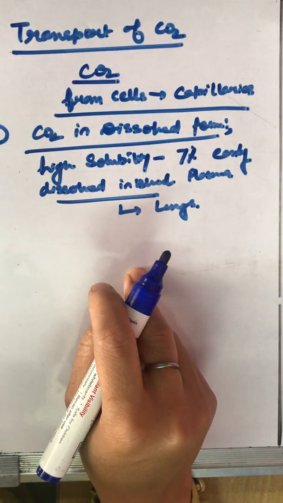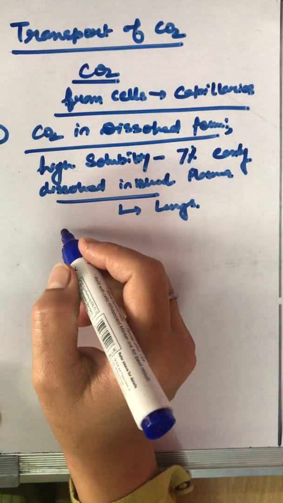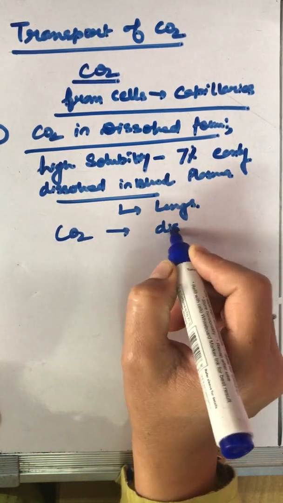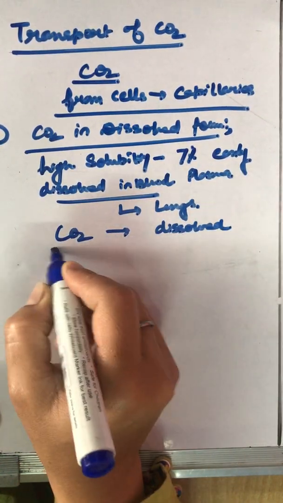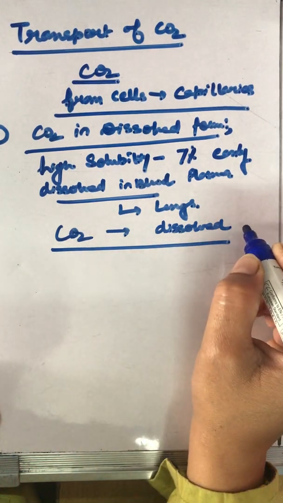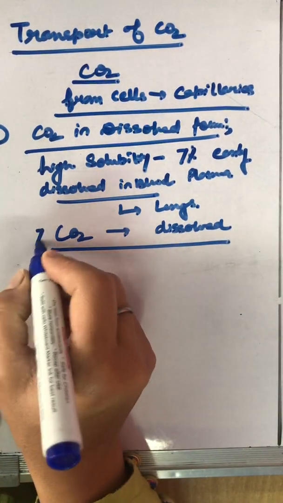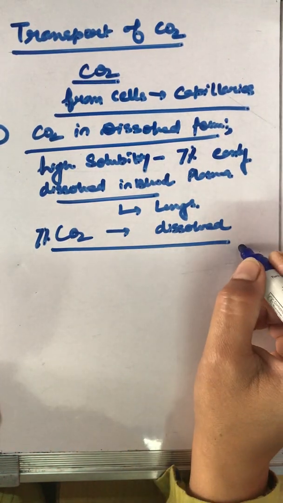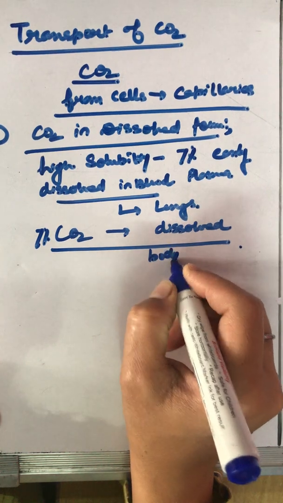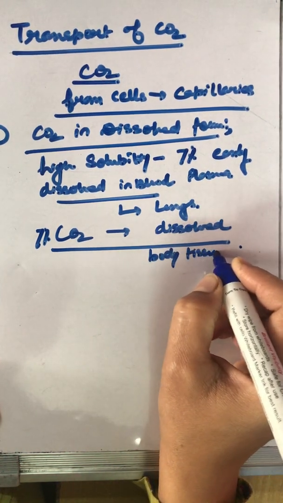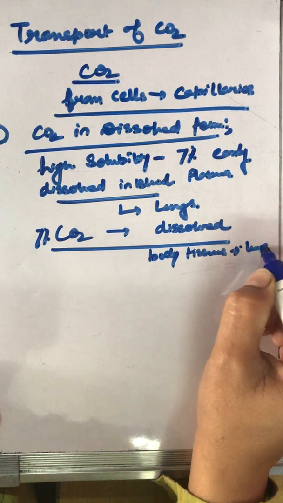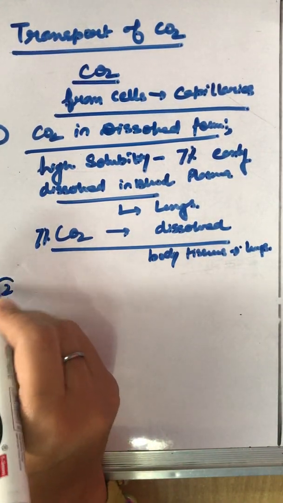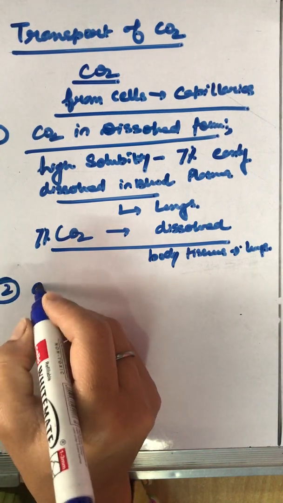lungs. So as compared to oxygen, a much larger volume of CO2 is transported in dissolved form. Because oxygen cannot be transported in much amount in dissolved form, this is about 7% of it. From where? From body tissues to the lungs. Second, it is the transport of CO2 as bicarbonate ion.